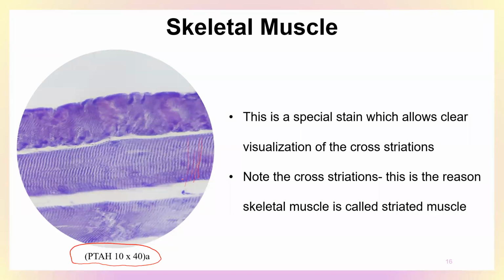Actually, when you learn about the actin myosin filaments and the cross striations, if you look very carefully, you can see those, right? However, to see all of that, the sarcomeres and all that, of course, you need an electron micrograph, right?